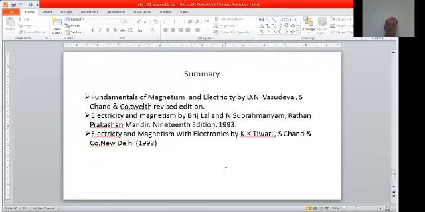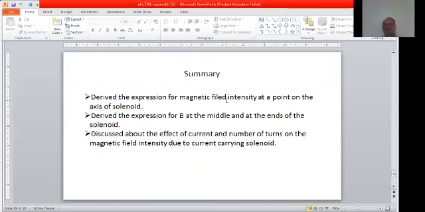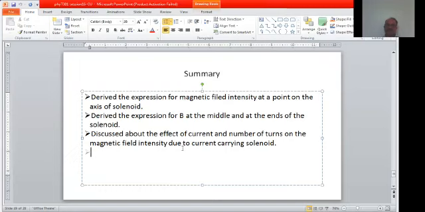Okay, and this is the summary. You derived an expression for the magnetic field intensity on the axis of the solenoid, and derived the expression for B at the middle. All the cases we have seen, and discussed the effect of current and the number of turns on the magnetic field intensity due to the carrying current. The magnetic field intensity is directly proportional to both. That means the higher the number of turns, the higher the magnetic field produced. And also, the higher the current, the higher the magnetic field produced. So that is the effect of current and number of turns on the magnetic field.